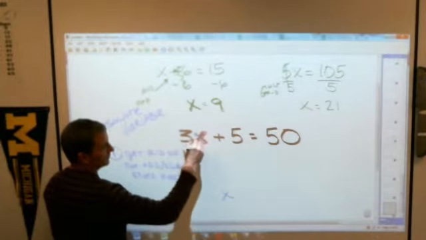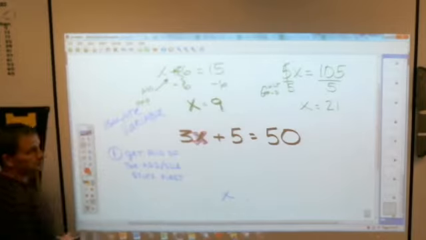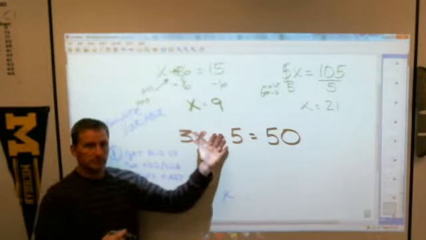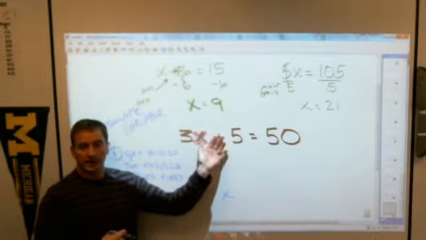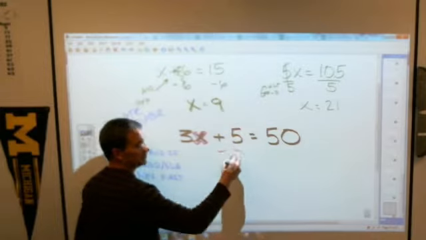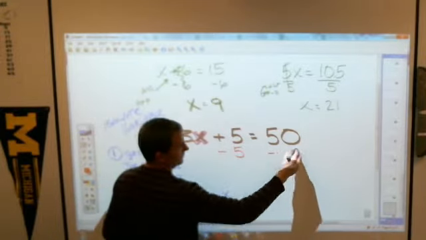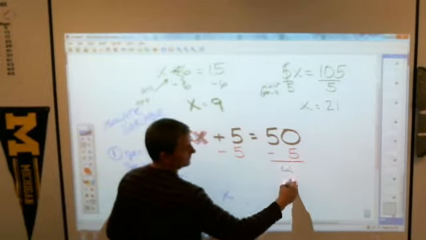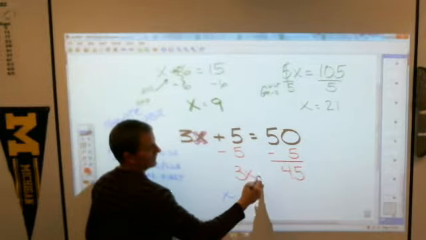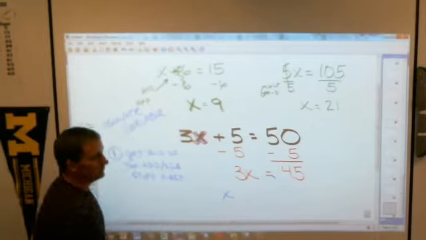Maybe I'll just keep coloring in multicolors here. So to do that, I want to get rid of this 5. How do I get rid of a plus 5 or an adding 5? You just subtract 5, just like you do in any other equation. So guess what I ended up with over here? That same 45 that we talked about. So now I have 3x by itself equals 45.